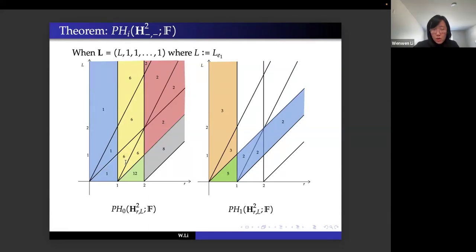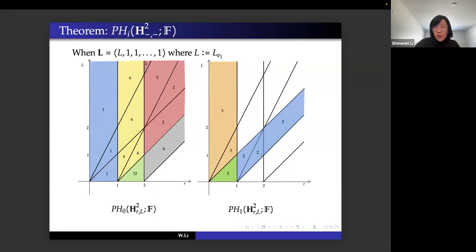The figure on the left is the zeroth persistent homology of this bifiltration of the H graph. The H graph is actually H(3,3), so it's a wedge product of two Y graphs. And the figure on the right is the first persistent homology of this bifiltration.